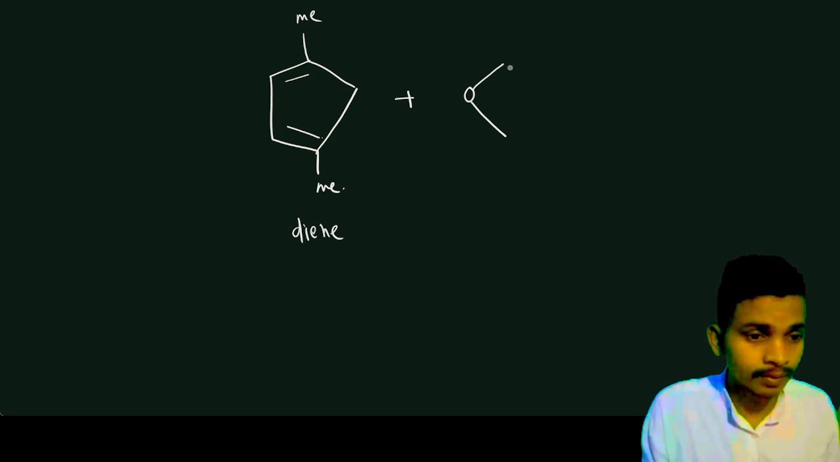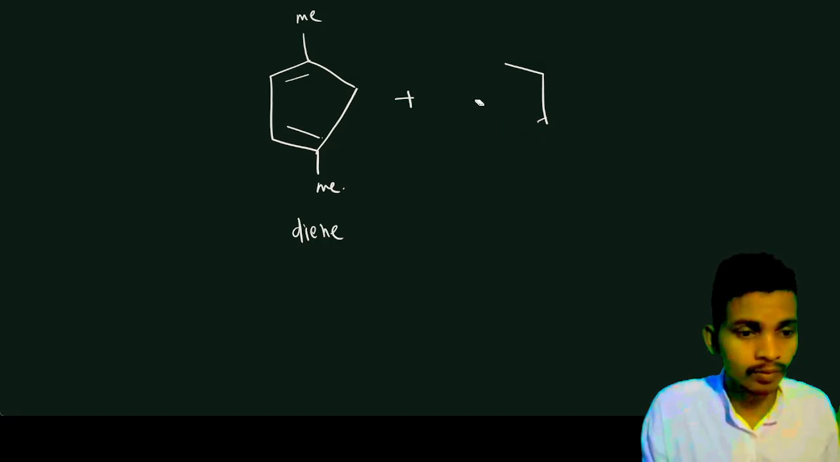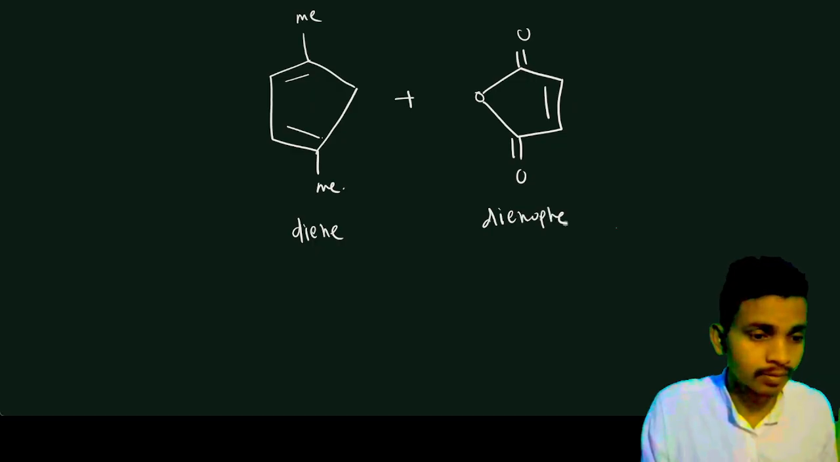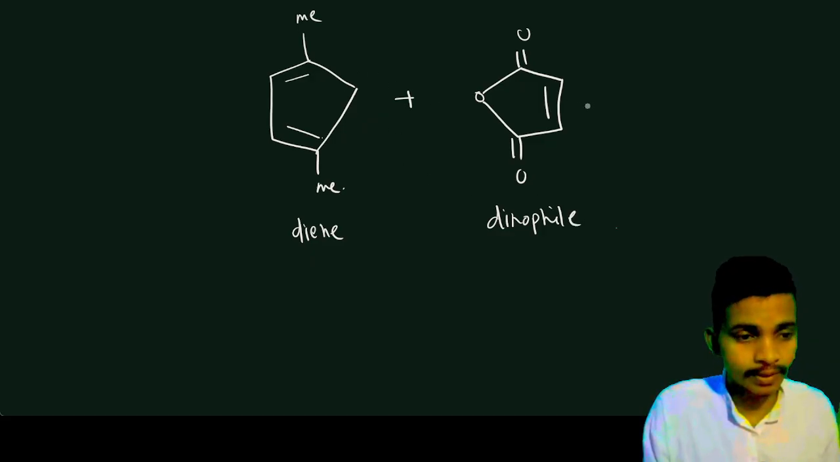and that is like this. And here we have this. So if this is the dienophile orientation, this side, then we are saying the exo product will form.